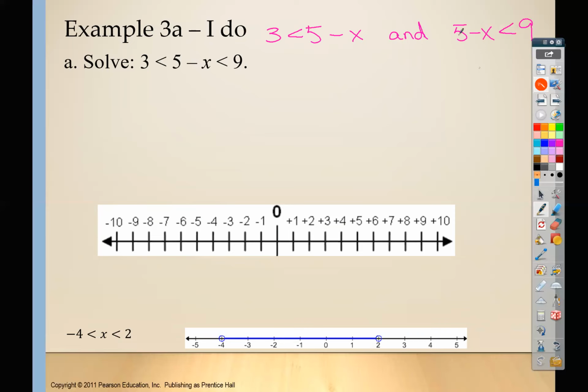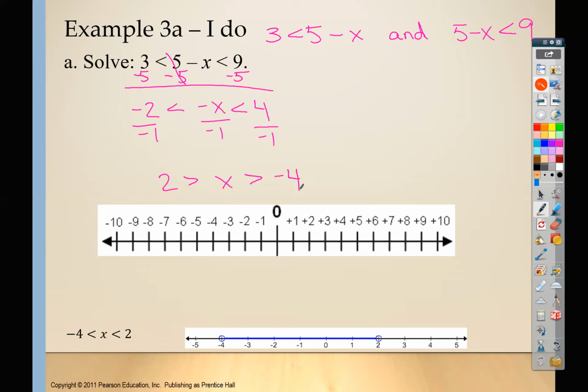You can do it like that and solve both of those individually, or you can just clear out the middle. So I'm going to subtract 5 on all 3 sides. So I get negative 2 is less than negative x is less than 4. And then I have this negative 1. So remember that when you divide by a negative 1, all your signs flip, right? And then you have to write it in order from least to greatest. So you would graph an open circle at negative 4 and at 2, and it would be everything in between there.